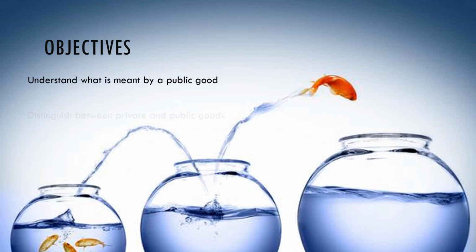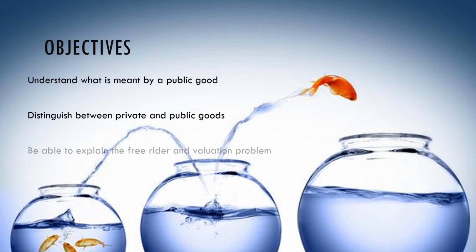In this video, we've looked at what is meant by a public good, the difference between private and public goods, and the free rider and valuation problems that lead to market failure.